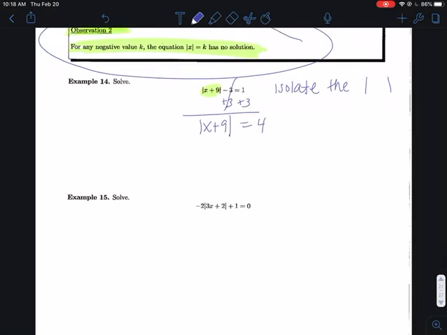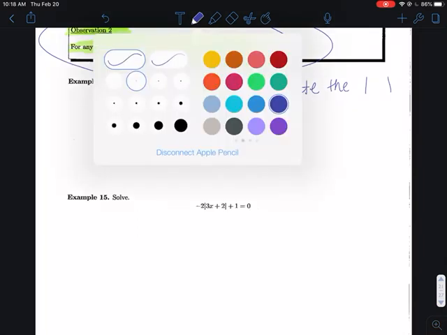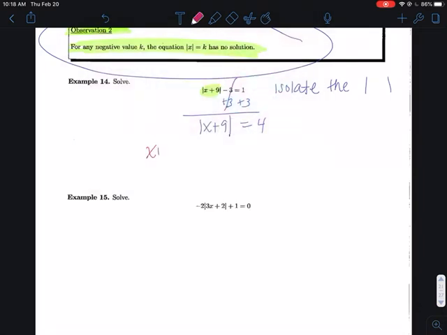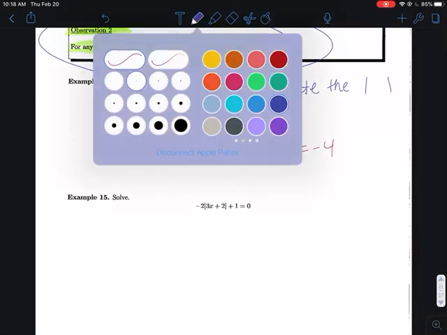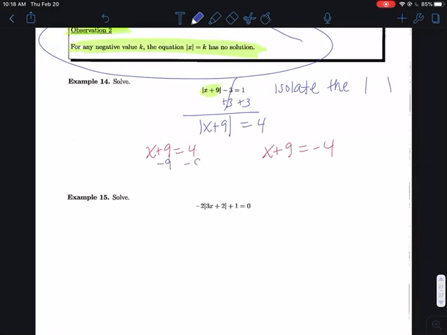So this is the absolute value of x plus 9 equals 4. I'm going to set apart my two equations. X plus 9 equals 4 and x plus 9 equals negative 4. And I'm going to solve both equations. Subtract 9 from both sides. So x equals negative 5. All right, it's okay if x is negative.